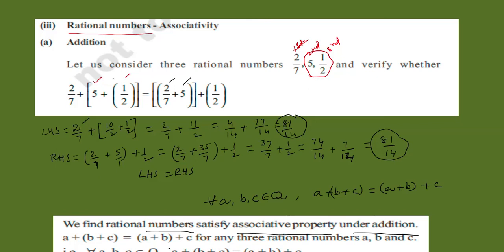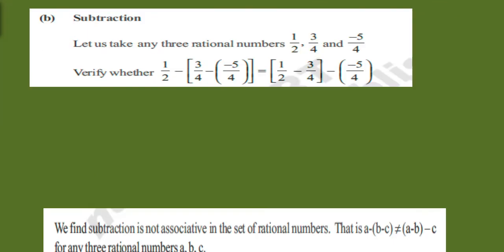Already we know there are four fundamental operations. This is the addition. Next we move to the second operation, that is subtraction. Look there, subtraction. Here, what are the three numbers we have taken? The first number is 1 by 2, the second number is 3 by 4, the third number is minus 5 by 4. Verify here, as you may observe on the screen: in the first instance we subtract the third number, minus 5 by 4, from the second number first, and then from the first number.